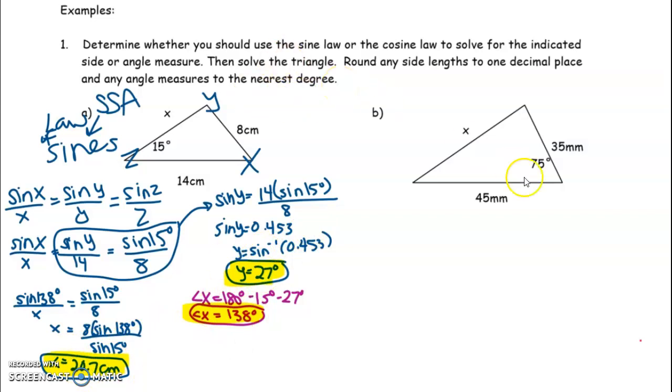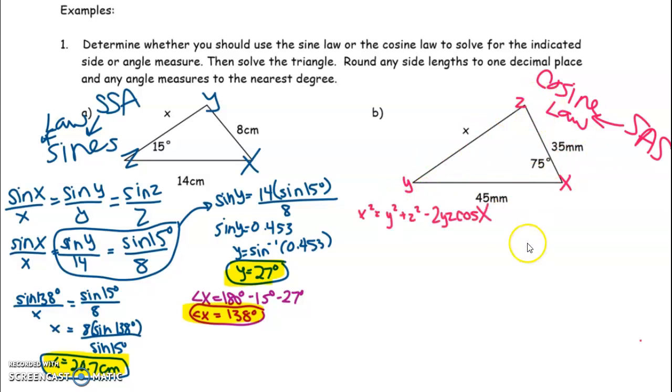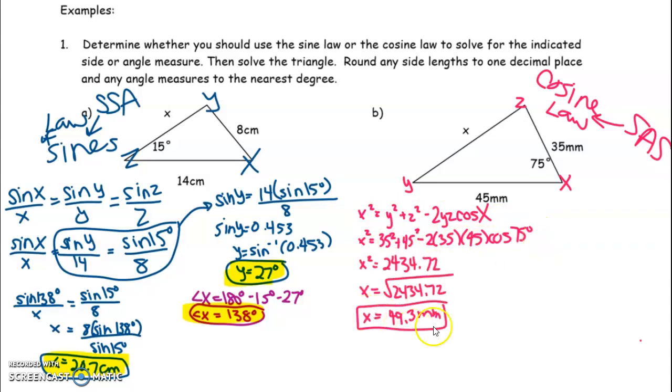Pause the video here and see if you can solve for B by yourself. When you come back, you'll notice it follows side, angle, side, so that fits into the cosine law. We give arbitrary variables to those vertices and then plug them into the cosine law: x squared is equal to y squared plus z squared minus 2yz cos of x. In this case, we're solving for the x side length first. You can plug in your numbers and solve for x. Don't forget to square root, and you get an x side length value of 49.3 millimeters.